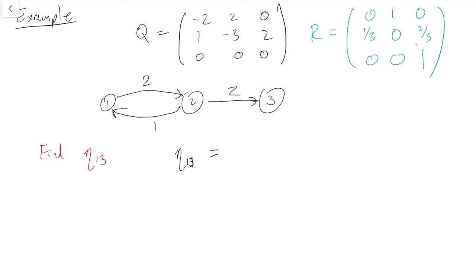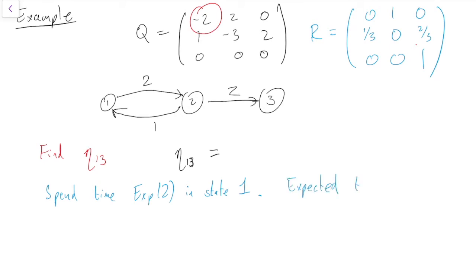But how much time are we going to spend in state 1 on average? Well, in state 1, we're going to spend a time that's exponential with rate 2. And remember, exponential with rate 2 means the expected amount of time is a half.